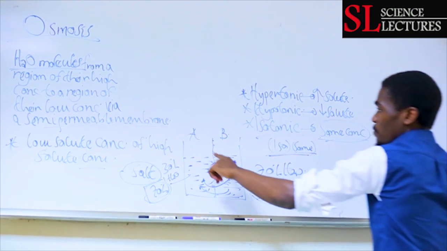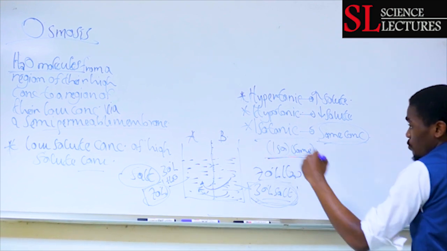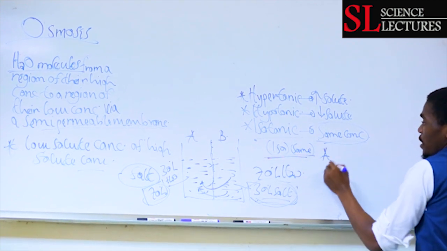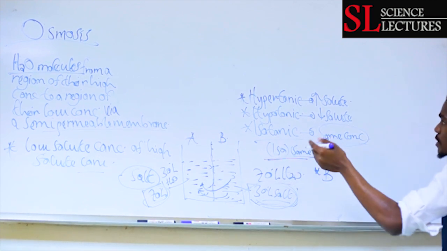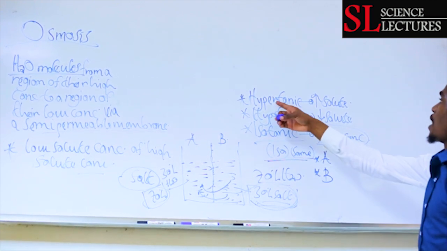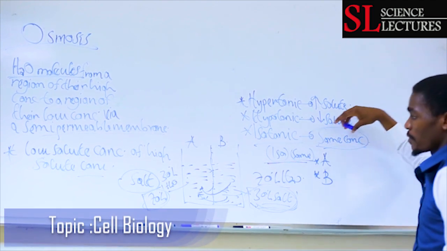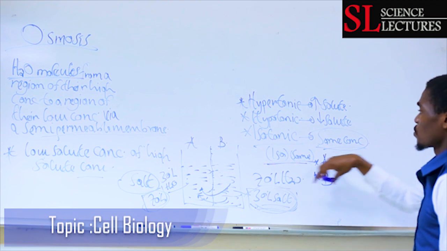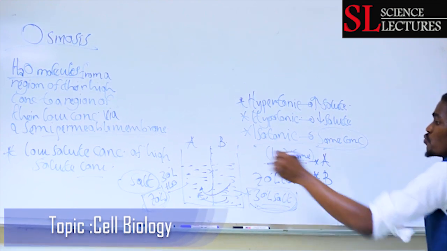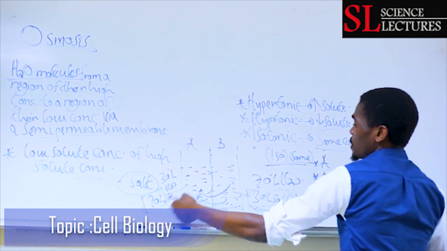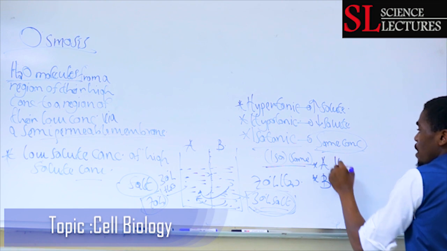So if we look at solutions, we make solution A and solution B our case study. Which one is hypertonic, which one is isotonic? Hyper means high, so we have increased solute concentration in the solution which is hypertonic. Our hypertonic solution will be solution A because it has 70% solute.